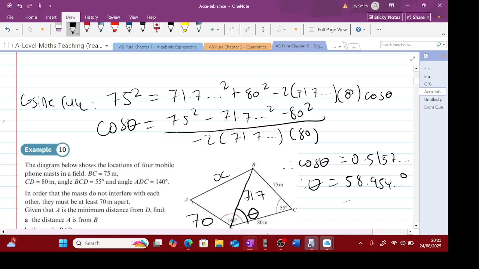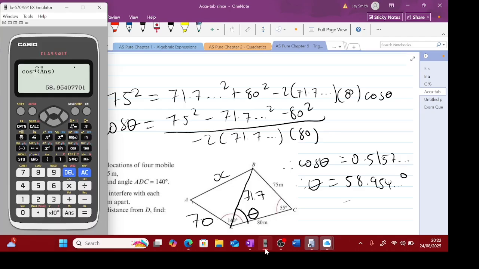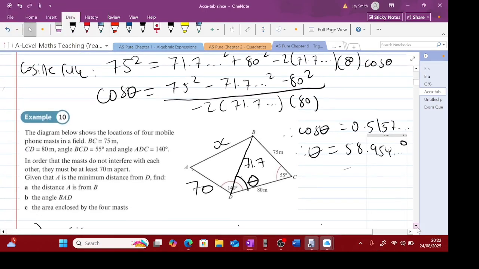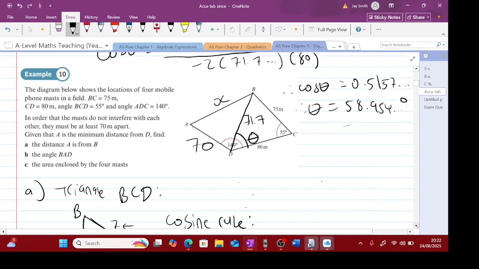Now again, I'm probably going to need to store that answer as well, as I might need the angle. So I'm going to do ans, and then store it as the letter B, the next letter. So there we are, and I'm going to store that nasty decimal. So that's theta, which is 59 degrees if I round it, but obviously it's not the full answer. So that's 59 degrees.